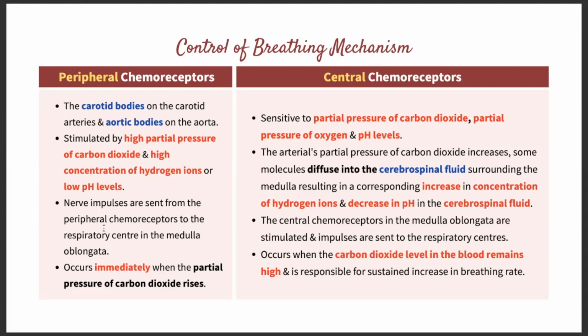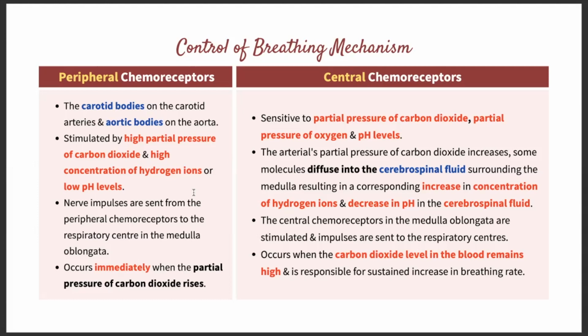Peripheral chemoreceptors respond immediately when the partial pressure of carbon dioxide rises. The moment the carotid bodies on the carotid arteries and the aortic bodies on the aorta detect a high partial pressure of carbon dioxide, they will act immediately. So that's for peripheral chemoreceptors.